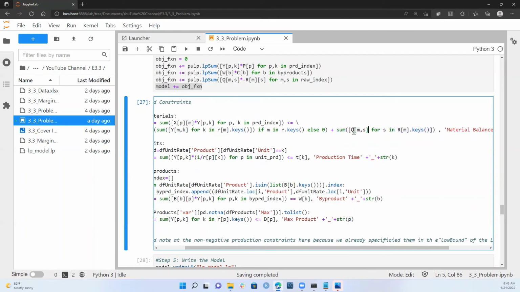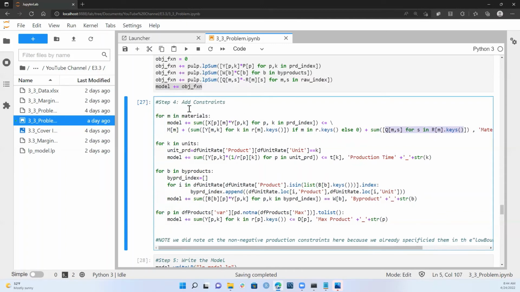So again, if we can procure a material M from a supplier S, then we need to take that into consideration in our material balance. So we take the sum of our Q sub MS, so all material M we can buy from supplier S, for all suppliers in capital R sub M keys. So again, all the suppliers that actually supply material M, we'll sum all the purchases up across those vendors, and that will give us the third term of our material balance in terms of availability.